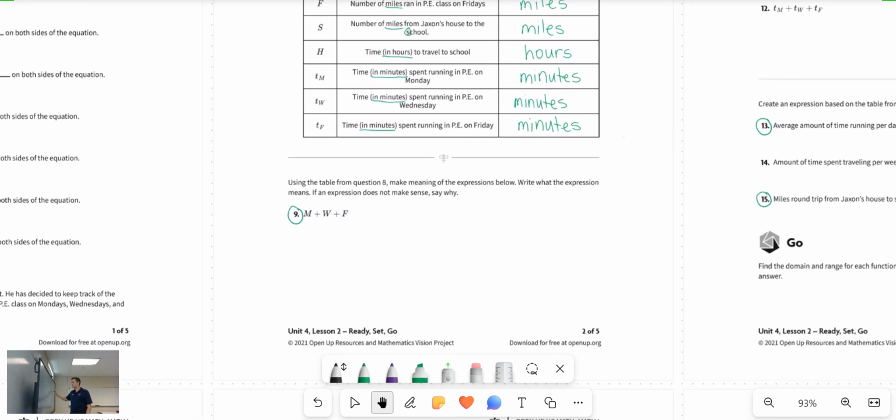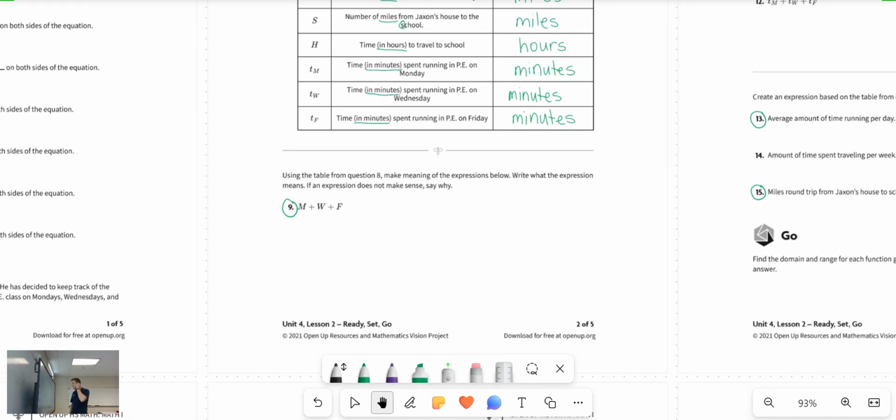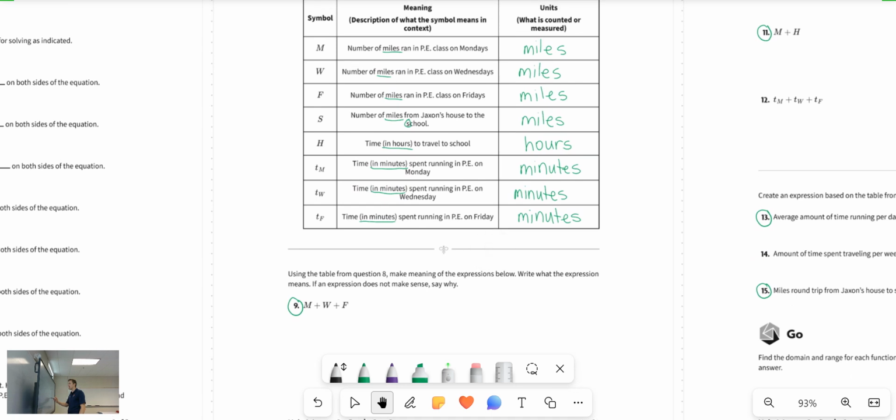Now what does it say to do after this? Using the table from question 8, make meaning of the expressions below. Write what the expression means. If an expression does not make sense, say why. All right, so we're making sense of an expression, writing what it means, and if it doesn't make any sense, we say why.